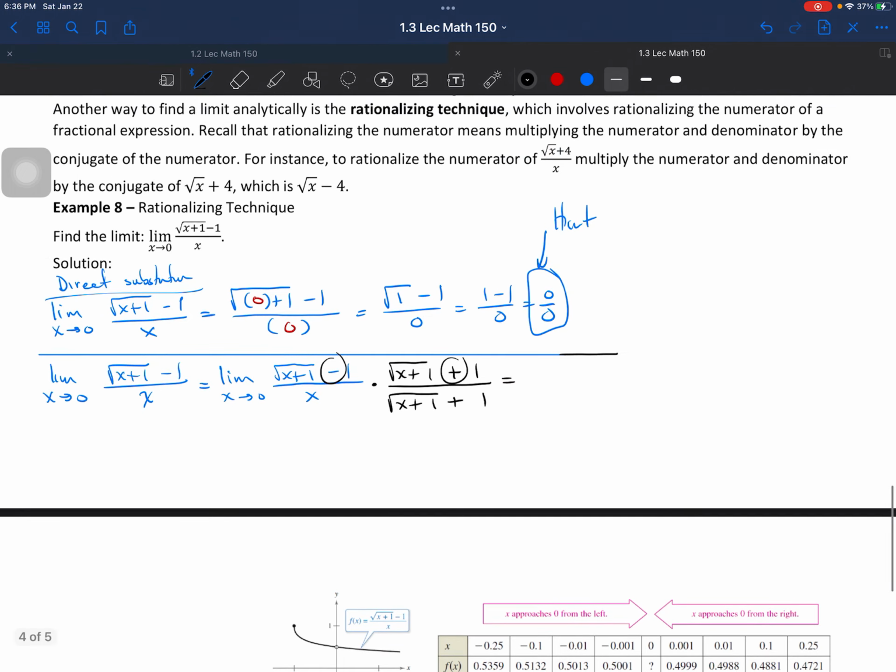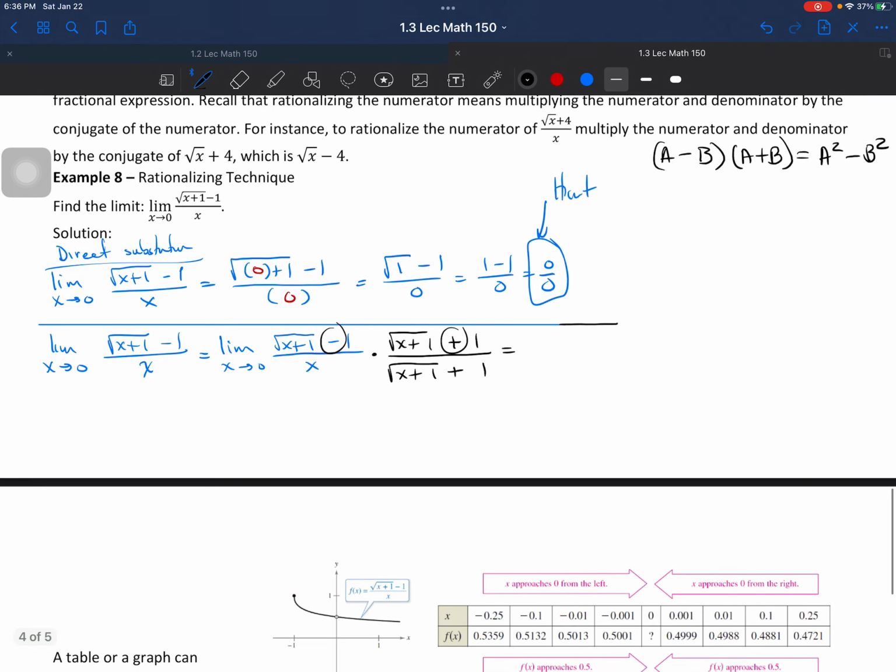Now remember what happens when you multiply by the conjugate. Let me write that over here. When you multiply a number by its conjugate, what you end up getting is the difference of squares. That's from algebra. So what we end up getting is basically going to be the limit of the difference of squares.